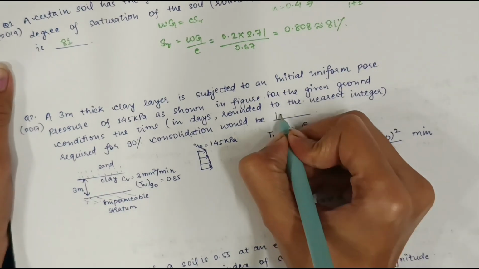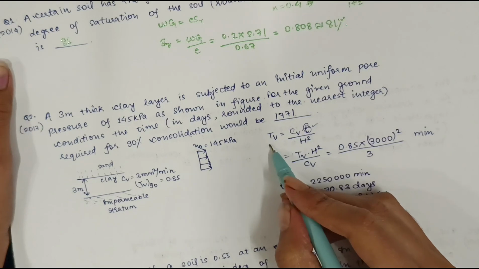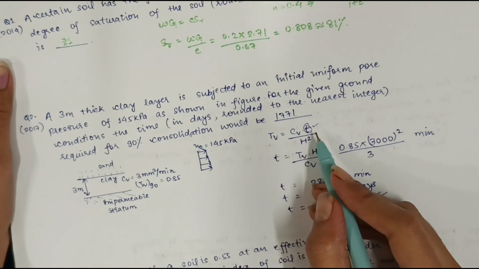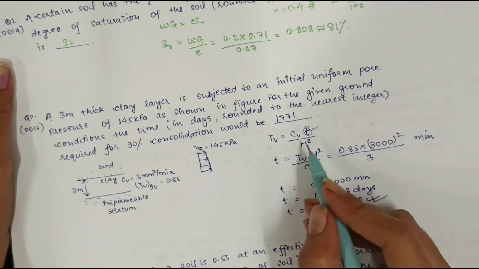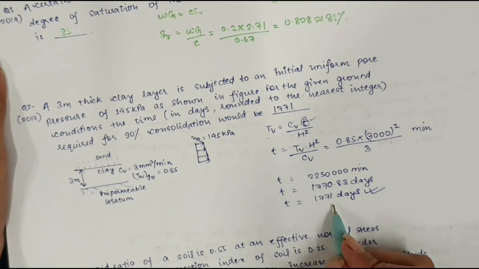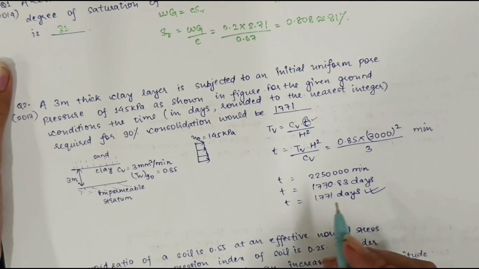Okay, where t is the time, Tv is the time factor, Cv is the coefficient of consolidation, and t is the time required. Okay, and H is the height. Okay, so the answer will be 1771 days, since it is asked in days.